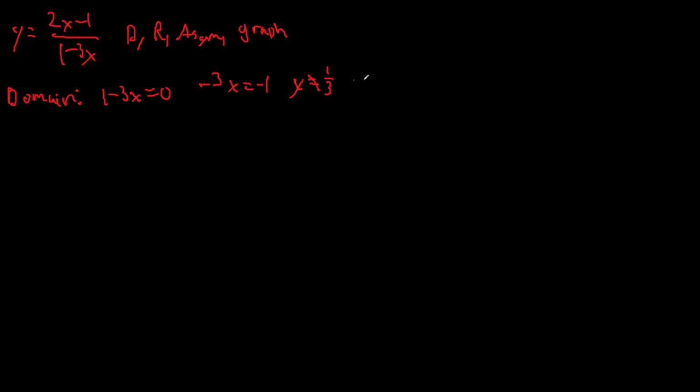So the domain, I think the easiest way to write this is that it can be all real numbers minus this 1/3. And since it can't be 1/3, it means that the vertical asymptote of this problem is going to be x equals 1/3. Okay, so that's the domain.